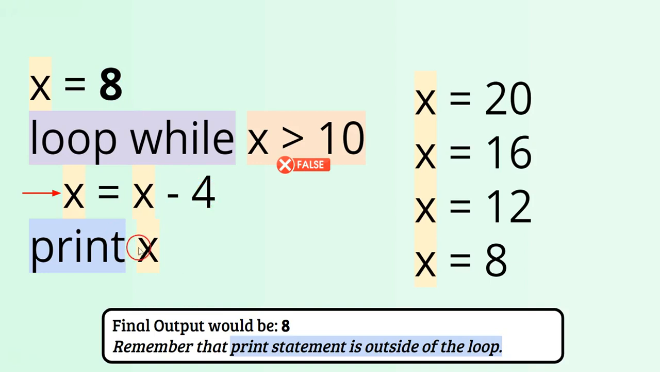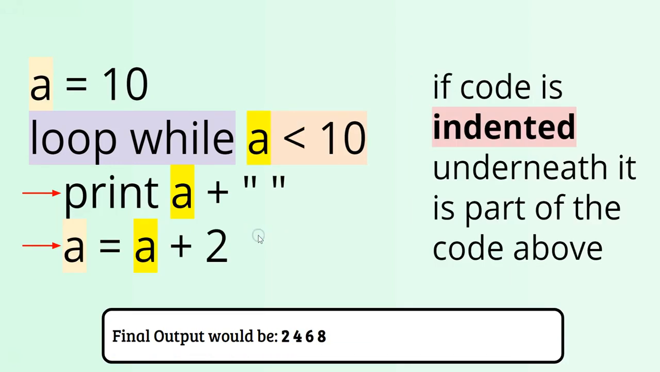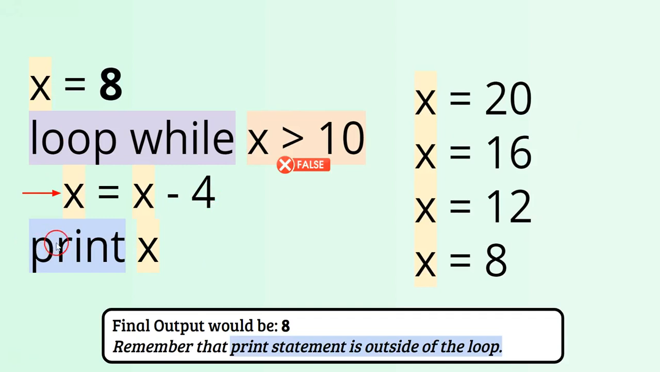Okay? The print statement is outside of the loop, meaning it's not part of it, meaning you just do it once at the end. We had multiple numbers before because we repeated the print statement in the loop each time. Each time in this one, 2, 4, 6, 8, the print statement, since it was indented, went over and over again. If code is indented underneath, that means it's part of the thing above it. This was not indented.